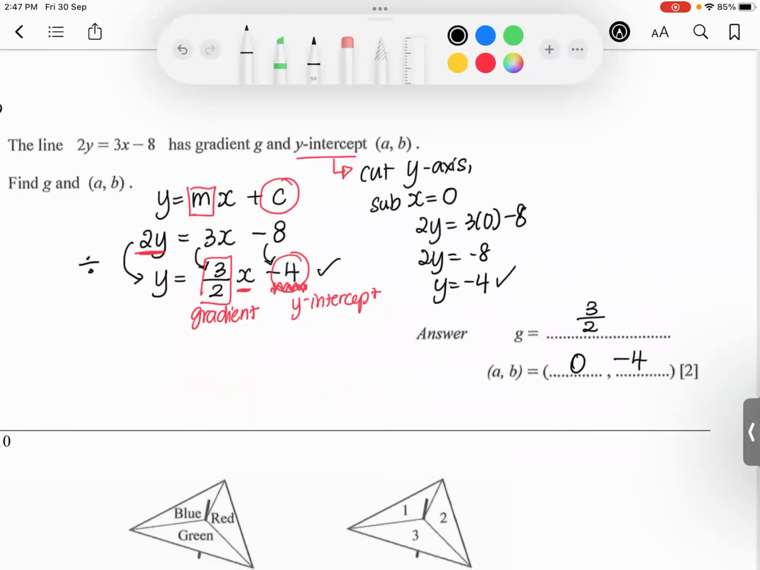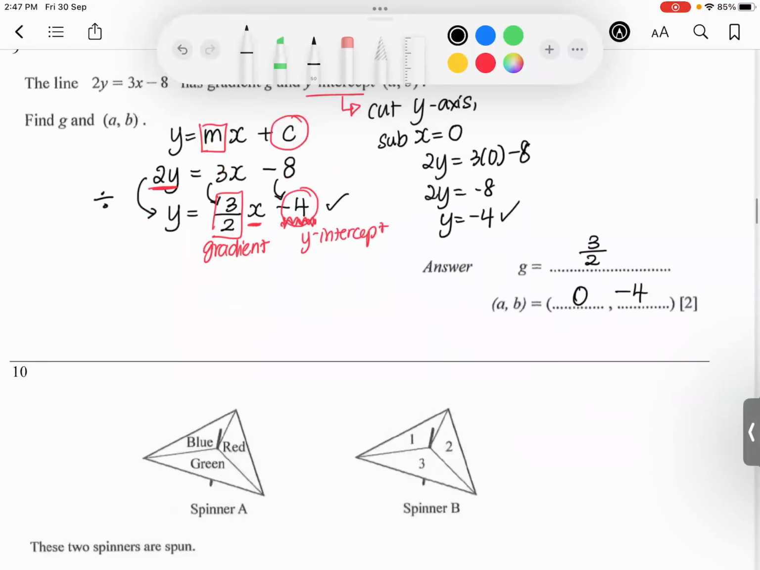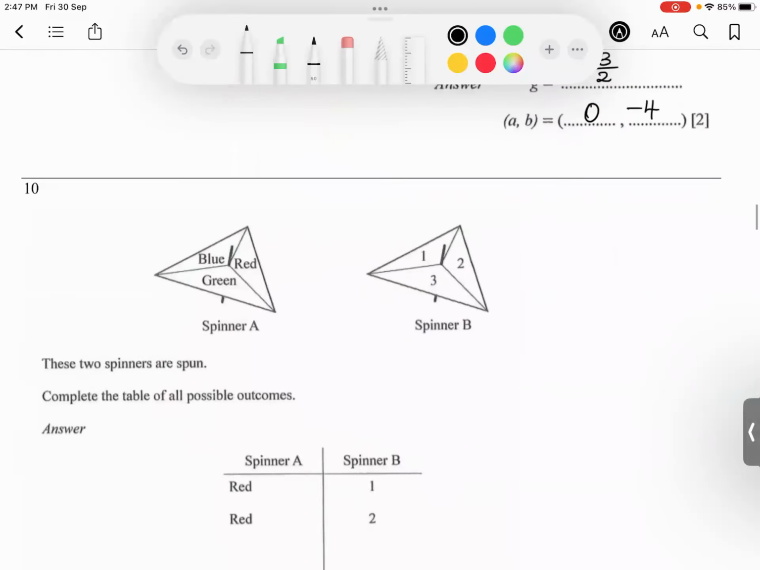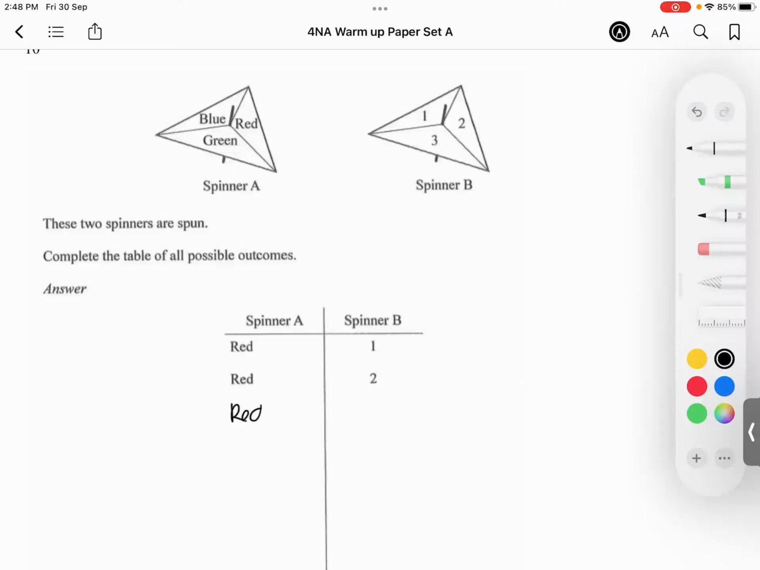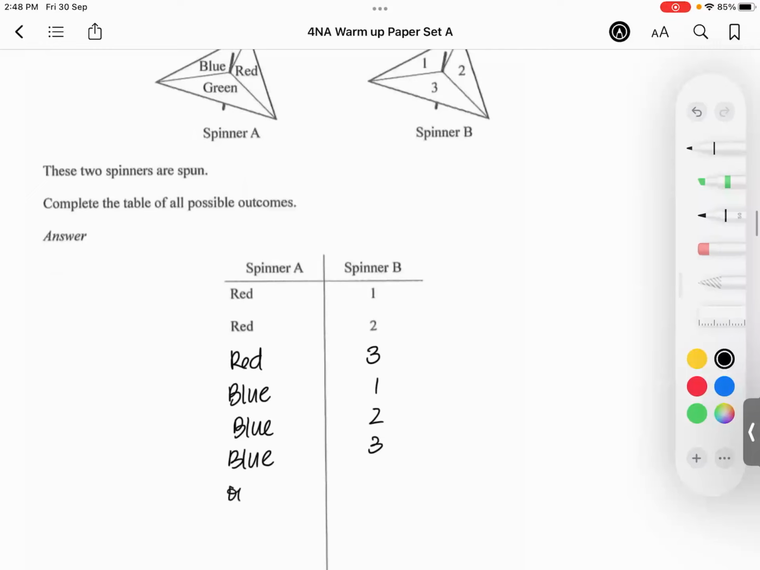Okay, next question. I don't think it's inside. This one is a very standard one that appears in the TYS many times, and you should know how to do it. I spin the spinner. One is for the color, one is for the number. So red 1, red 2, red 3, then blue 1, blue 2, blue 3, then green 1, green 2, green 3.